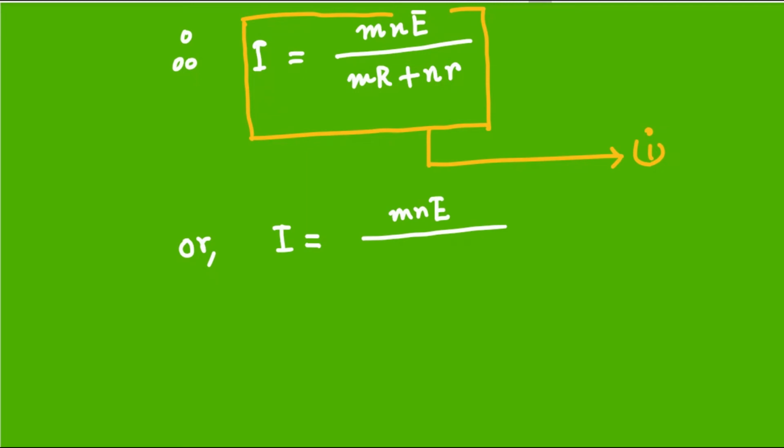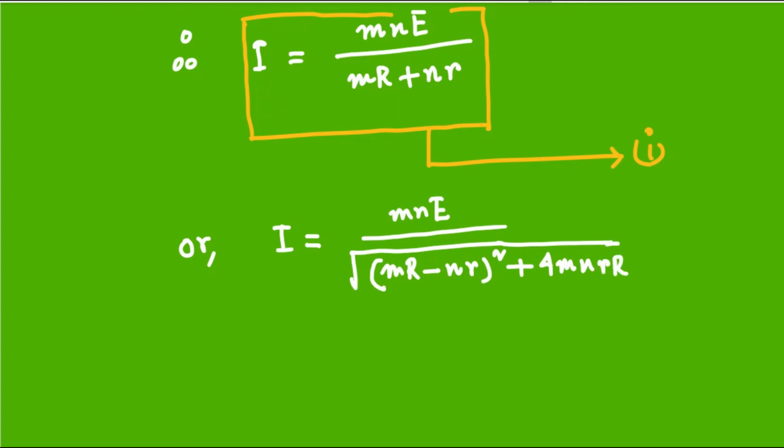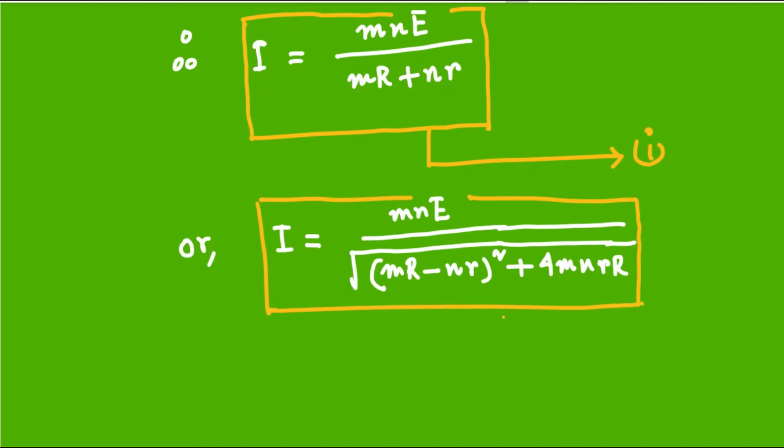Equal to mnE divided by root over (mr minus nR) whole square plus 4 mnrR, where m, n are small and r, R are the internal and external resistances. This is another expression of the current flowing through the external resistance capital R, and this current is generated from the mixed combination of cells. Equation 2.